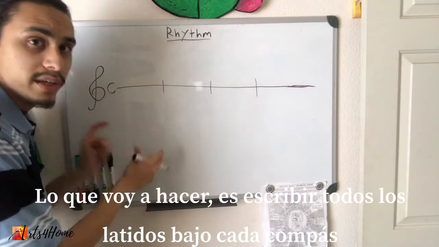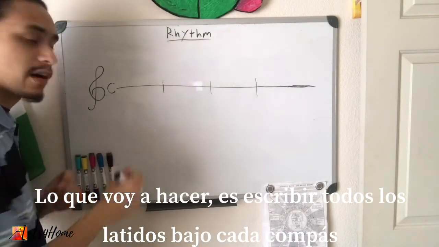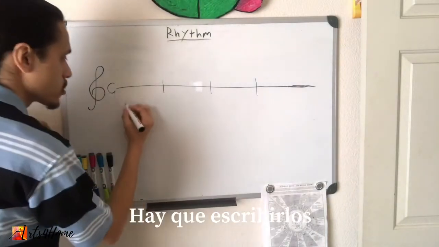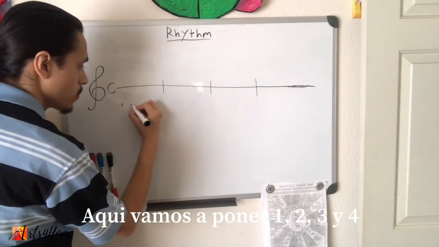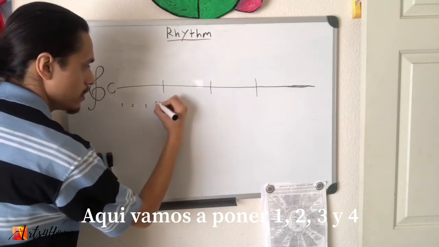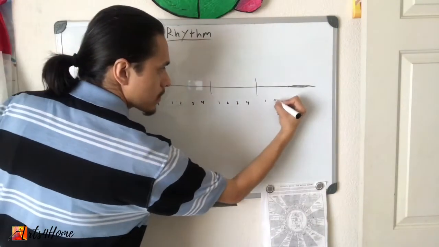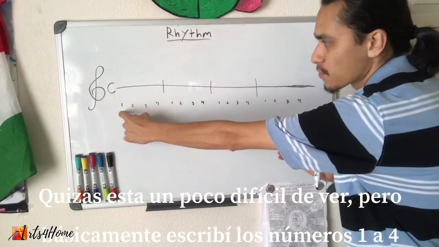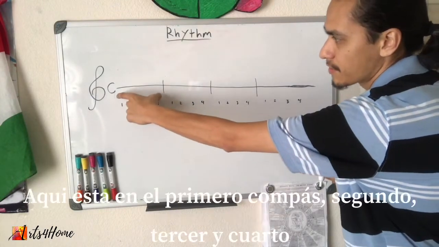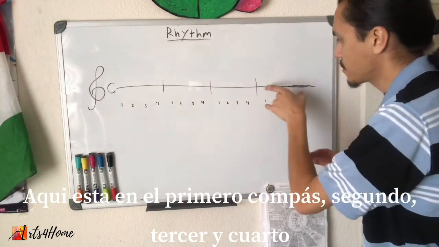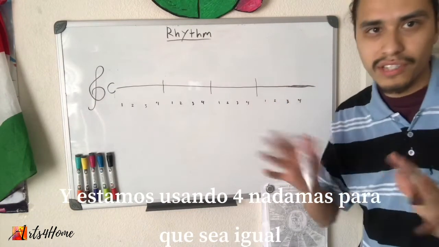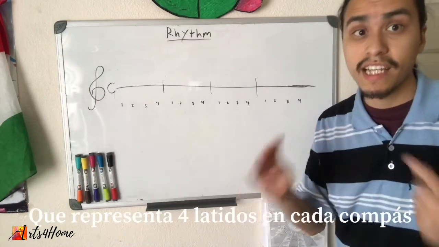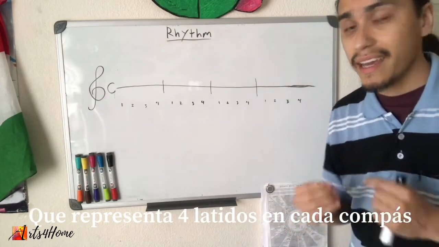So, what I'm going to do is I'm going to draw the beats under each one. Now, if we're in 4/4, that means that there's going to be 4 beats in every measure. So let's draw those in, okay? Right underneath here, I'm going to draw 1, 2, 3, 4. It might be a little bit hard to see, but there I basically just drew the numbers 1 through 4 in each measure. Here's our first measure, second measure, third measure, fourth measure, okay? There's 4 beats because we're in 4/4 time, and that's what that tells us. It tells us that there's going to be 4 beats in every single measure.